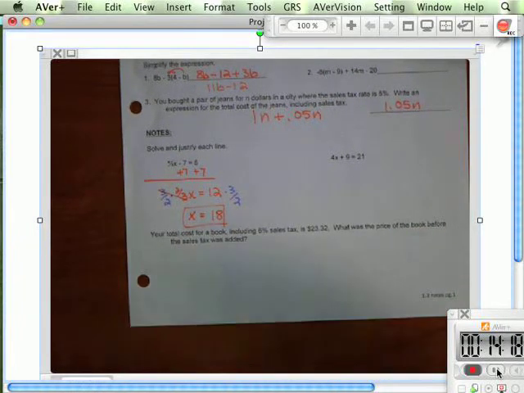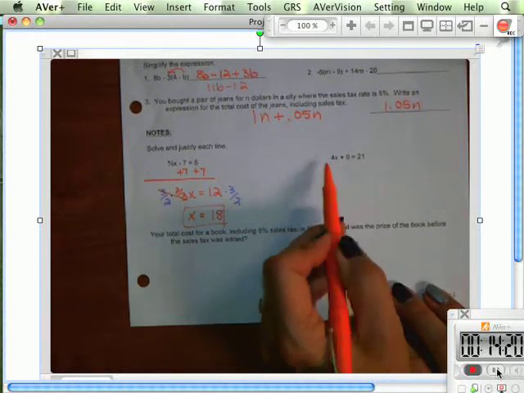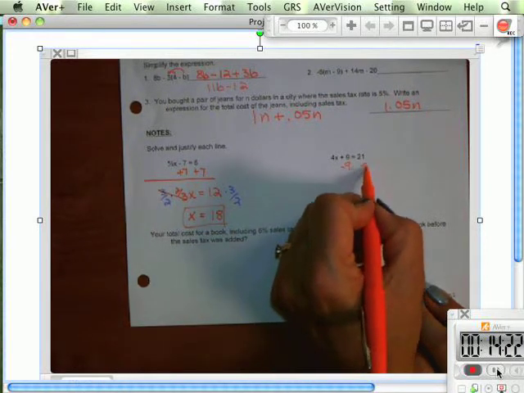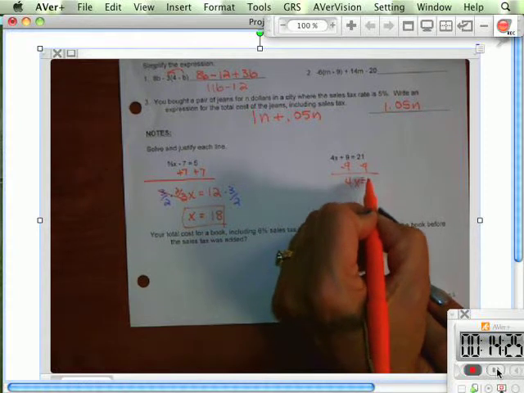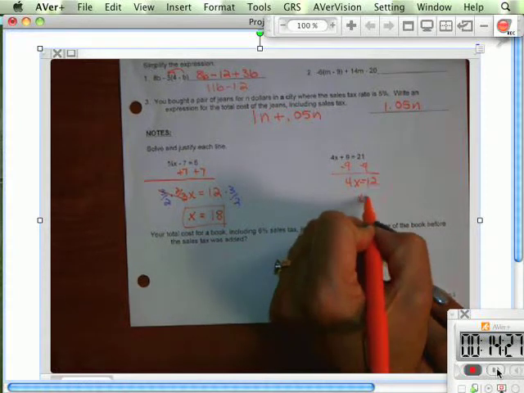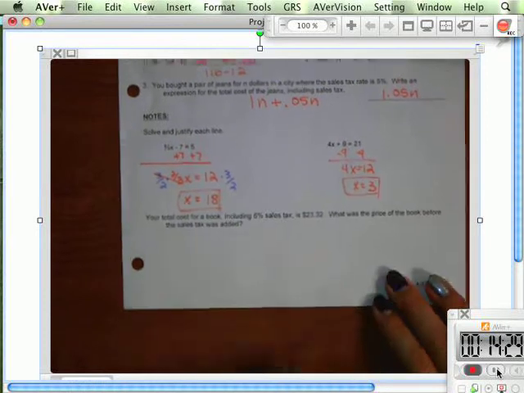Hopefully this will be pretty basic for you. Minus 9, 4x equals 12. This is easy. X equals 3. No problem with this stuff. I didn't have to do that.